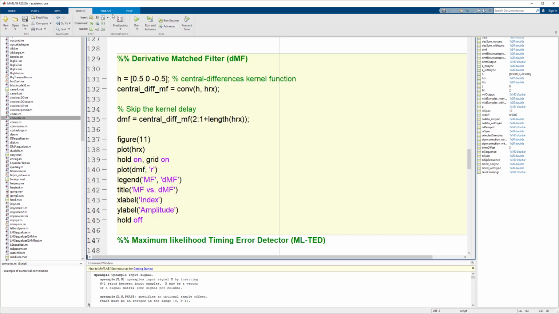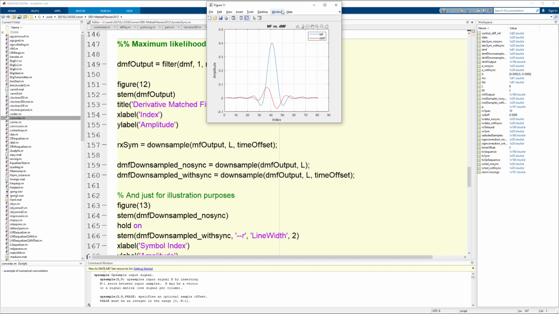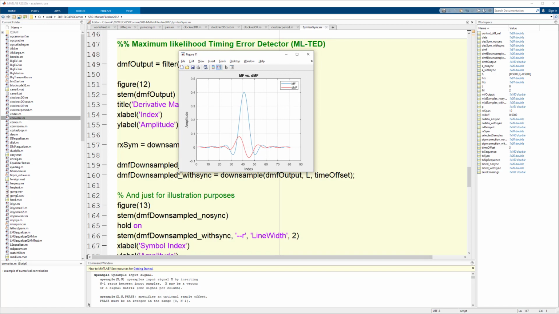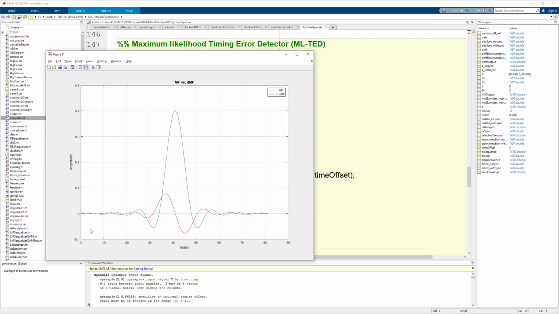Let's run this portion of the code. Indeed, on this picture, we see the matched filter, which is the blue curve, and then the red curve is the derivative matched filter. We see that at the best positions, meaning the matched filter peaks, the derivative matched filter is at the zero crossing point. That will give me the derivative 0. So this is 0, and here at this point is also 0. Here is a 0, and here at the peak of the blue curve, I have a 0 on the red.